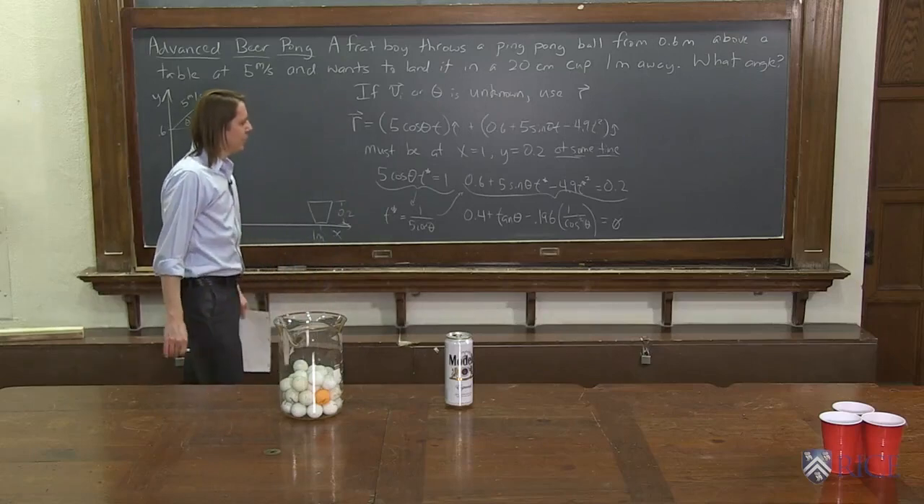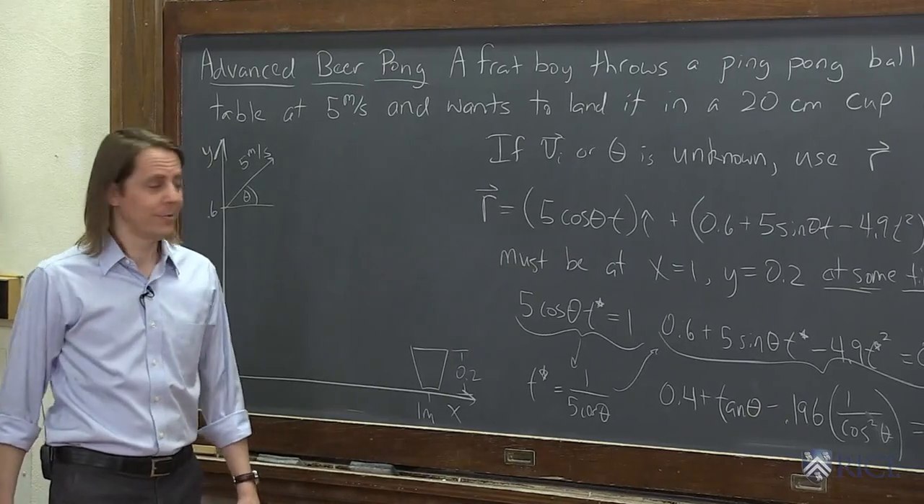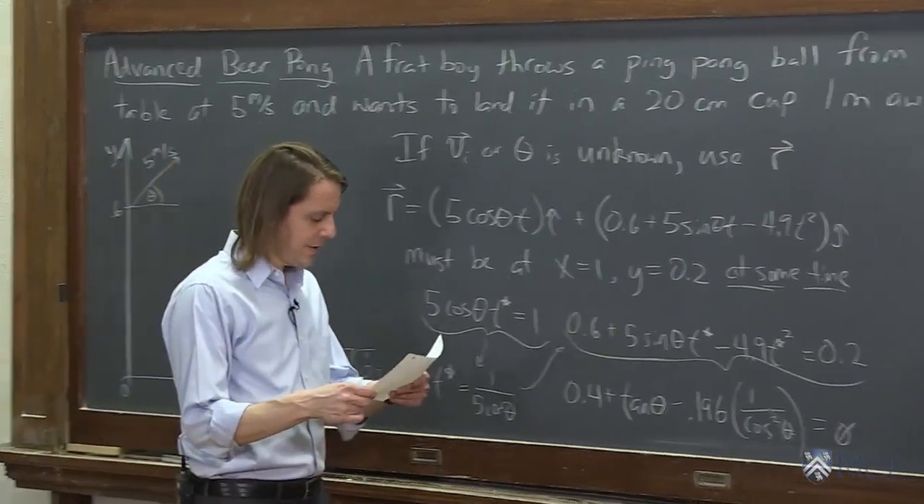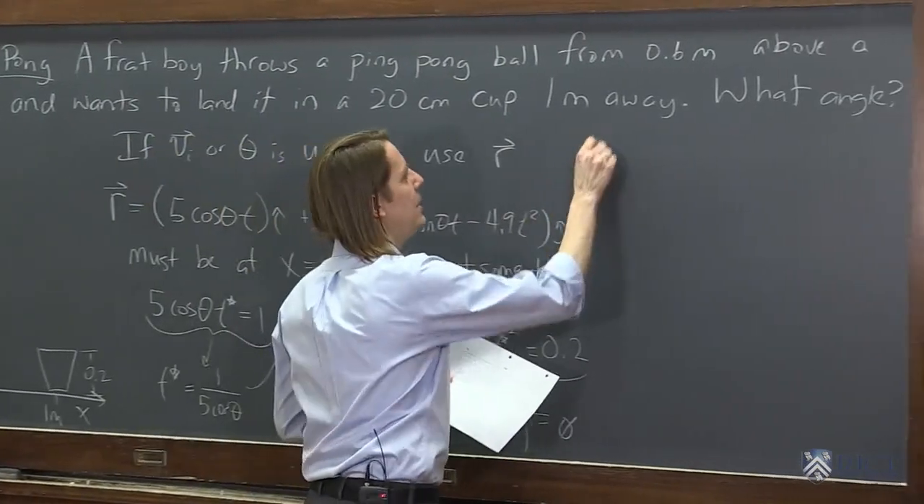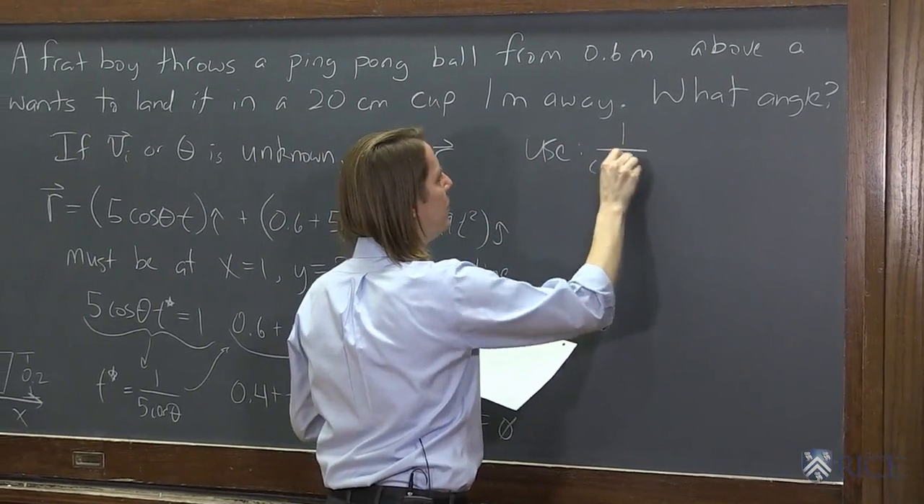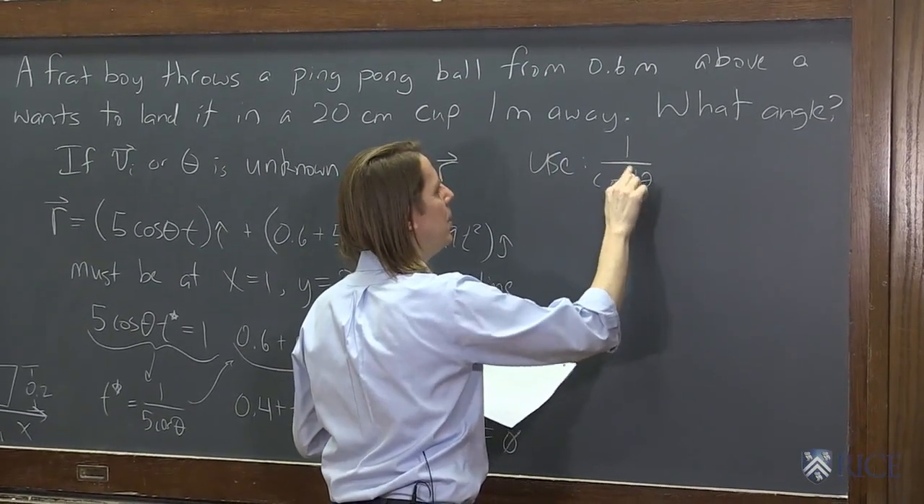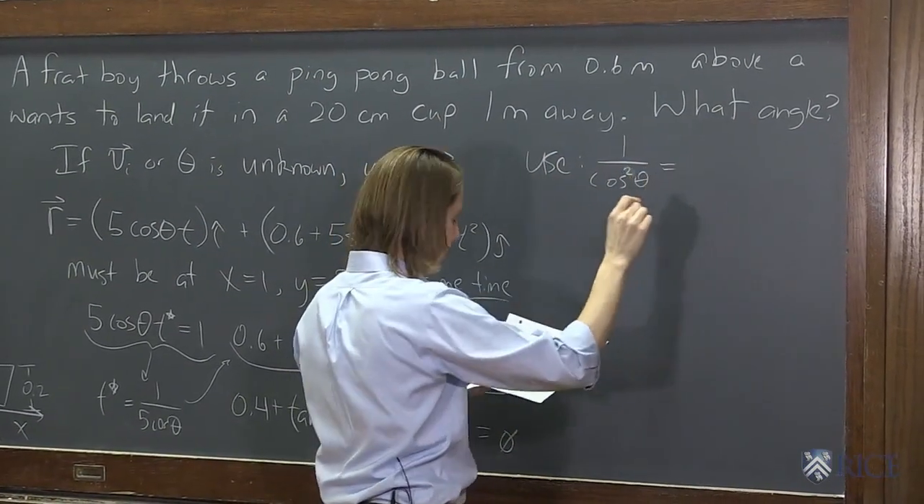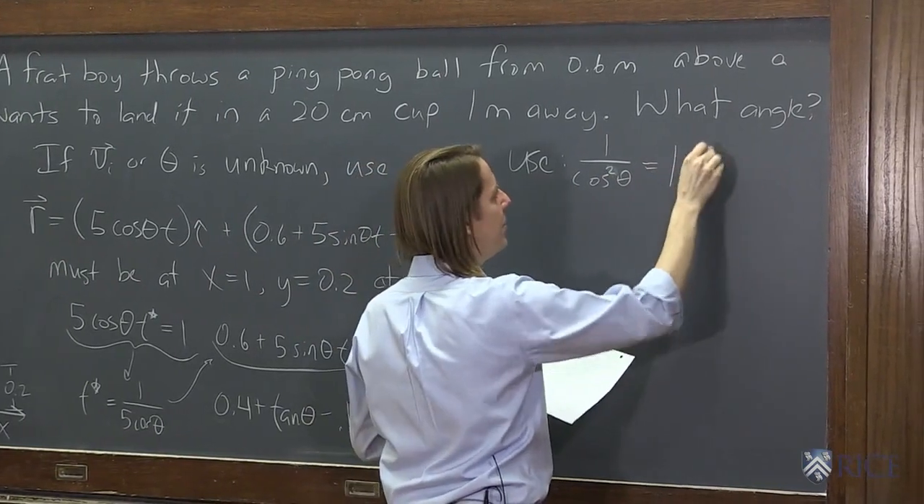Well, sometimes when it looks hopeless, you got to go to your trig identities. Right? So there is a trig identity, and you could prove it to yourself pretty easily, actually. That 1 over cosine squared theta is equal to 1 plus tangent squared theta.